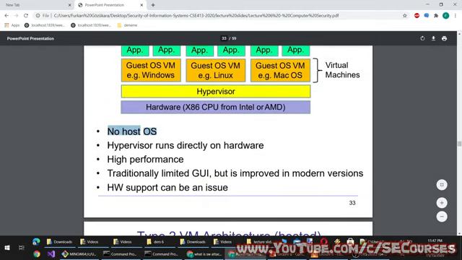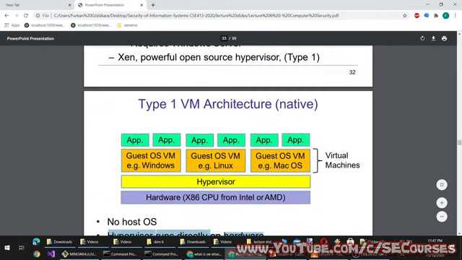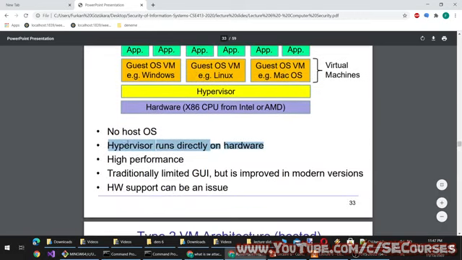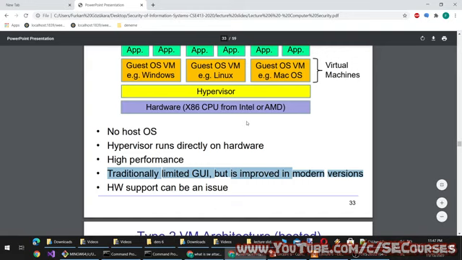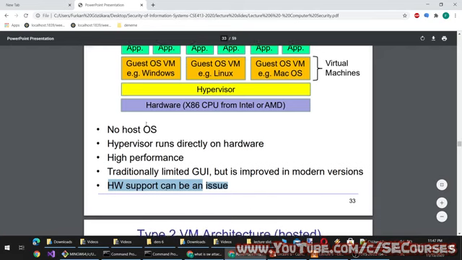No host OS. So you see, if you are running with a native hypervisor, the hypervisor runs directly on hardware. High performance. There is no hosting operating system for the hypervisor. Traditionally limited GUI, but it is improved in modern versions. GUI is the graphical user interface. Hardware support can be an issue.